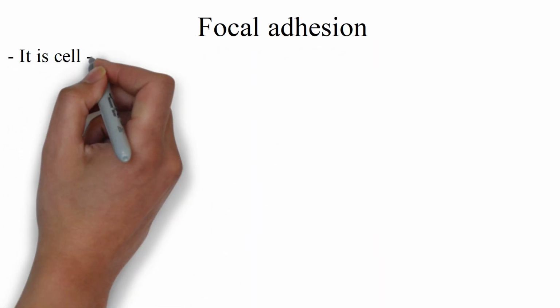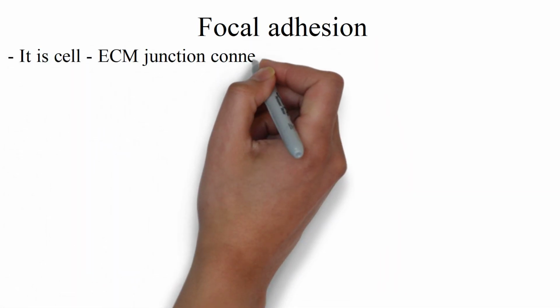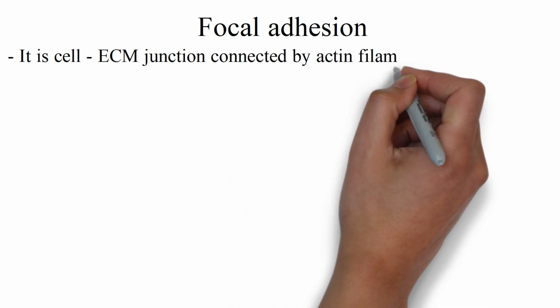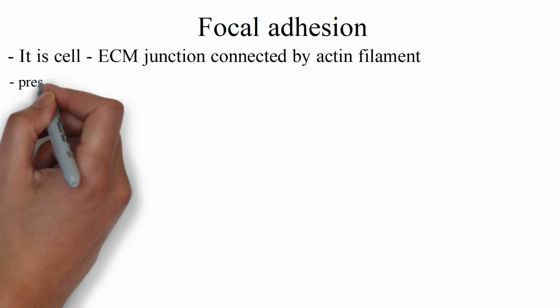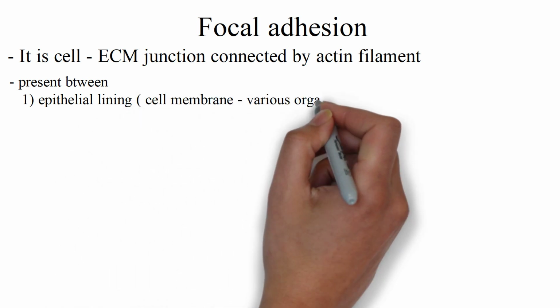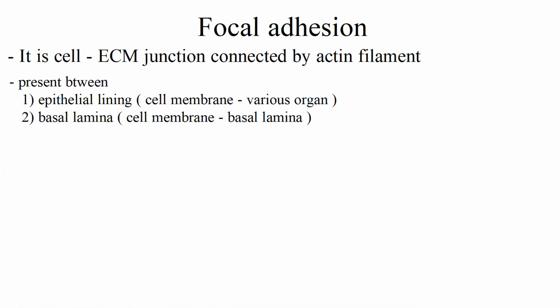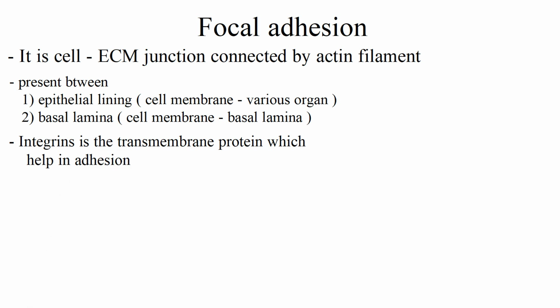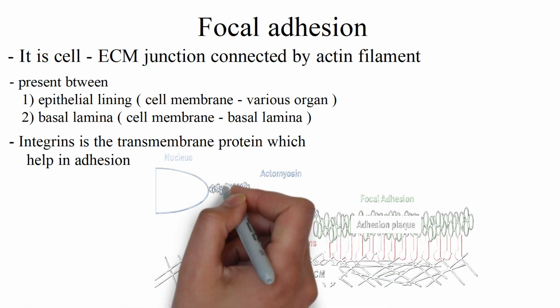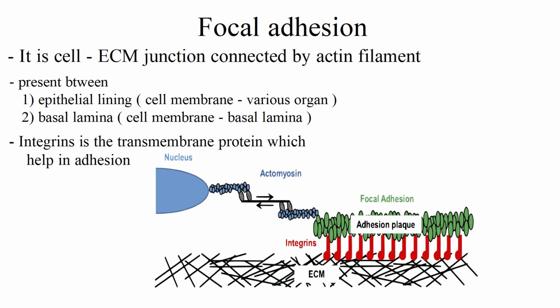While on the other hand, focal junction is a junction between cell and extracellular matrix, but it also contains the same filament, which is actin. It is present between epithelial lining and basal lamina. Integrin is a transmembrane protein which helps in adhesion. As you can see in the image, the red color protein, which is integrin, is used to connect the cell and extracellular matrix. Now we will see what are the types of cell junction which involve intermediate filament.